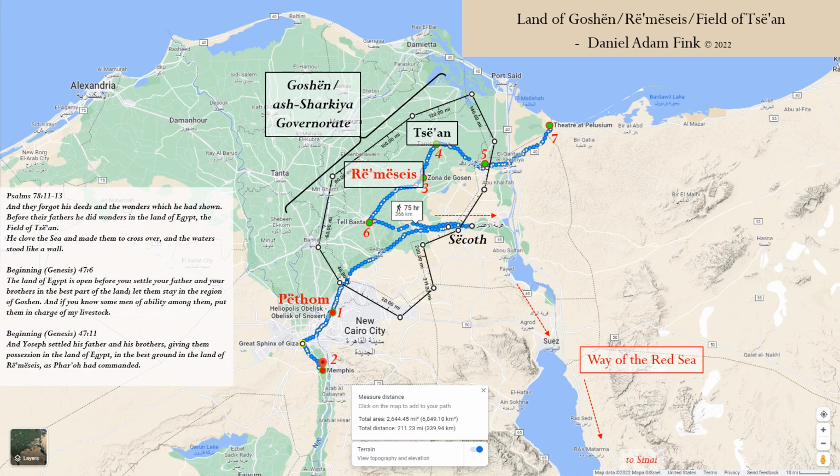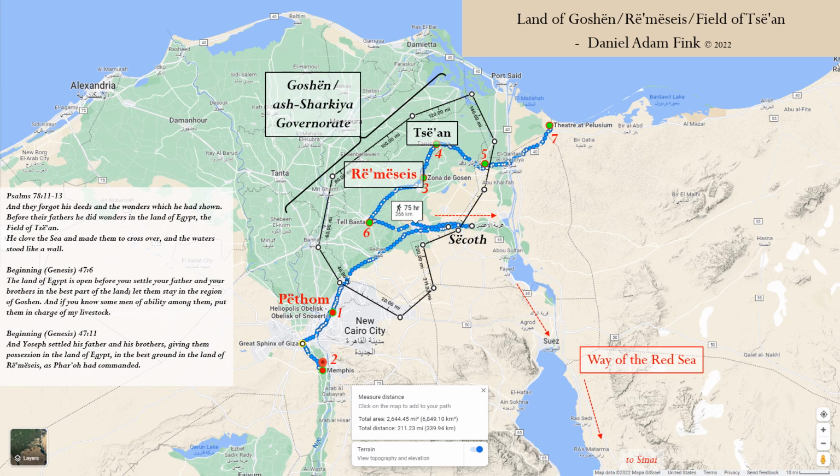Genesis 47. The land of Egypt is open before you. Settle your father and your brothers in the best part of the land. Let them stay in the region of Goshen. So here we know that the field of Saan is Goshen. And if you know some men of ability among them, put them in charge of my livestock. So we have established that Saan is Goshen, which it is.